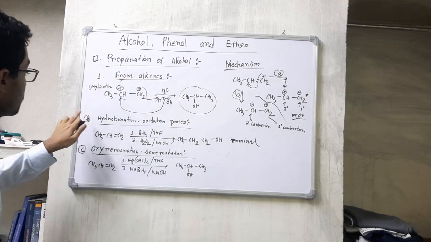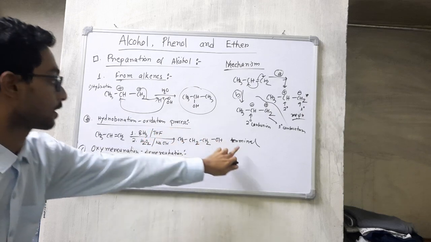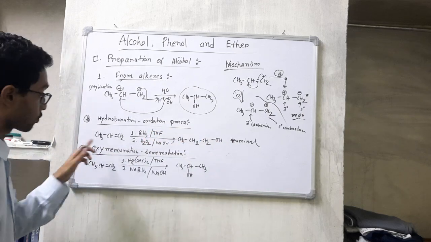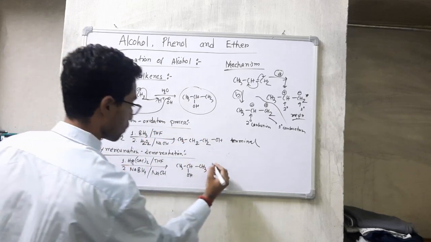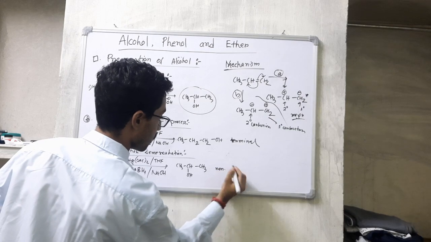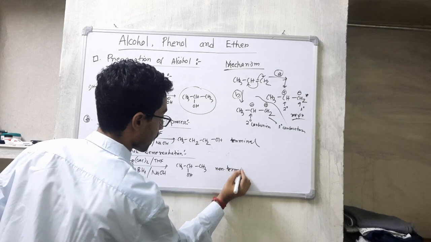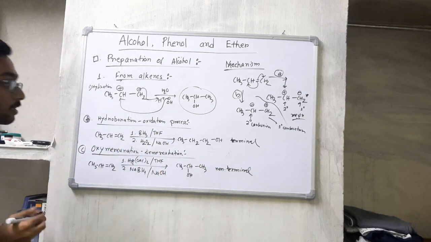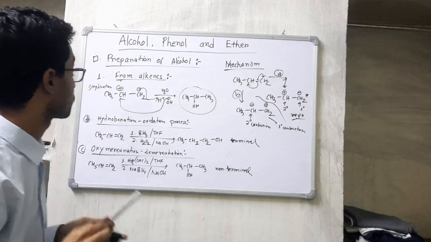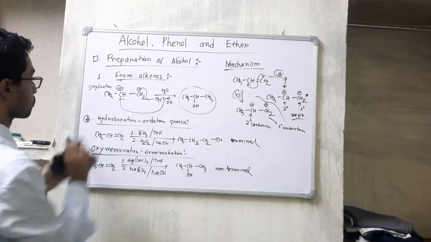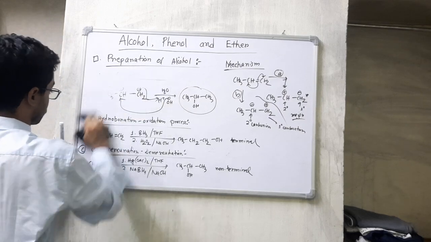So there are many processes from alkenes. First one is hydration, second one is hydroboration-oxidation, where we get a terminal alcohol, and third one is oxymercuration-demercuration, where we get a non-terminal alcohol. There are many processes from other molecules too. So what are there?